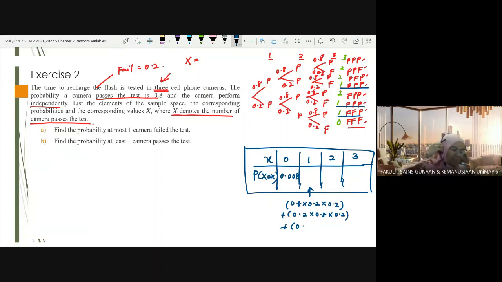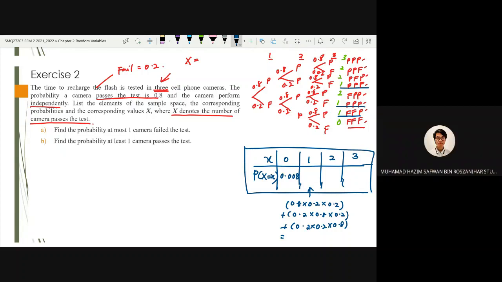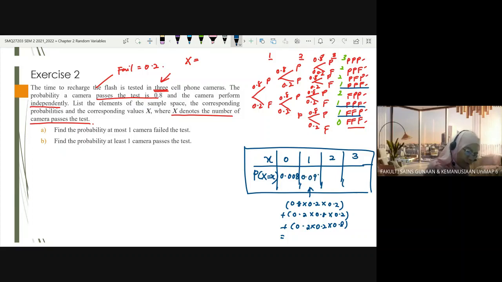Sorry. Okay, so repeat again: fail, fail, pass. So 0.2 times 0.2 times 0.8 for the pass. What is the value here? Can someone calculate? 0.096, correct.